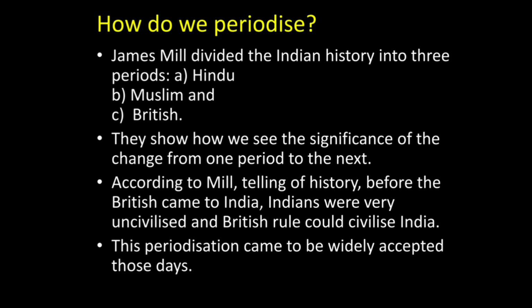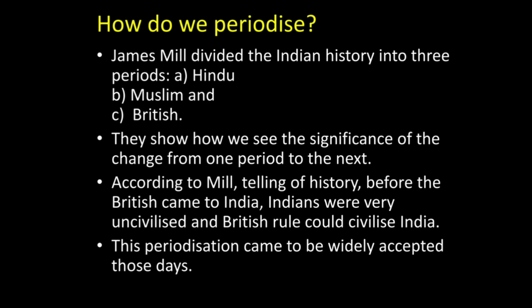So James Mill divided the history of India into three periods, that is Hindu period, Muslim period and British period. They show how we see the significance of the change from one period to the next. And in that way, James Mill divided the Indian historical period into three different periods, and by dividing that, he tried to show the significance of the change that took over the period. How the Hindu period of Indian history was, then what kind of changes took place during the Muslim period of Indian history, and then what kind of changes took place in the period of British Indian history.